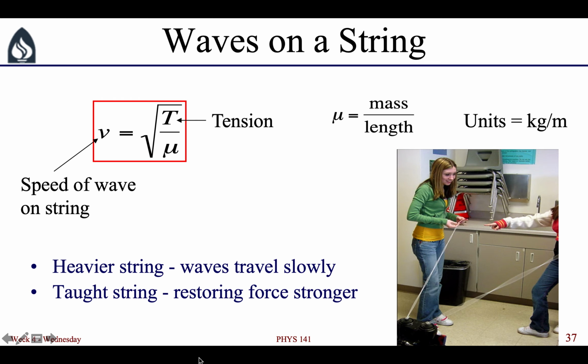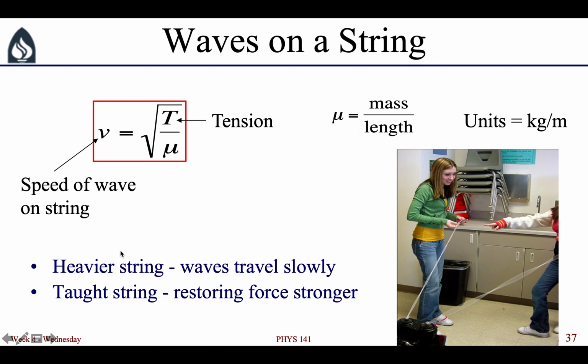The speed of a wave on a string depends on two things: the tension in the string and also the mass per unit length. For the mass per unit length, we use the symbol mu. Unfortunately, we've now introduced so many things that we're starting to recycle symbols. So this is not the coefficient of friction, but is now, in this context, the mass of the string divided by the length of the string, and has units of kilograms per meter.